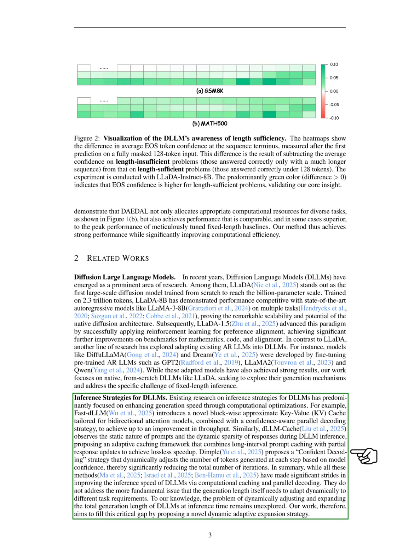Current strategies for DLLM inference have primarily aimed at speeding up generation through computational optimizations. While these methods have improved efficiency, they do not address the fundamental need for dynamic adjustment of generation length based on task requirements. Our work seeks to fill this gap by proposing a novel strategy for dynamic adaptive expansion.